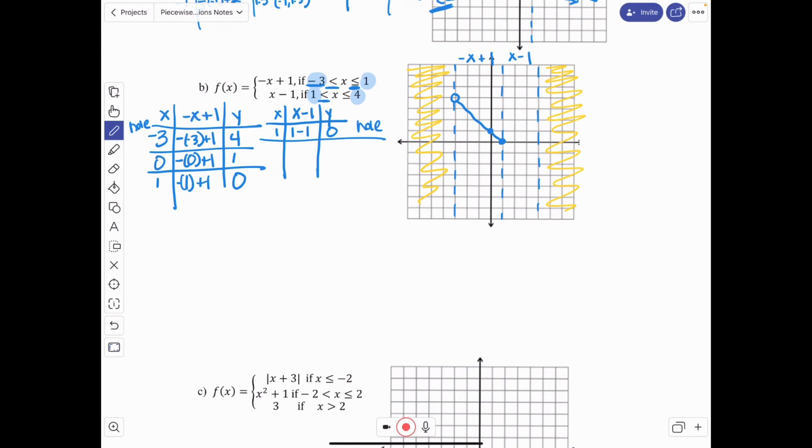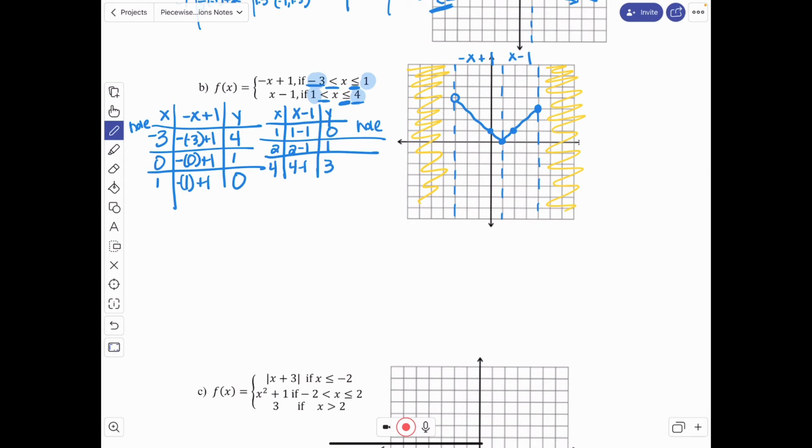So let's do something in between 1 and 4. Let's just do 2. I could pick anything I wanted. So if I plug in 2 minus 1, I'll get 1. So let's plot the point 2, 1. And we'll do 4. We'll do the end point, what's on the very end. So 4 minus 1 gives me 3. So 4, 1, 2, 3. And that one I fill in because this sign has the equal to in it. And that line goes straight up.